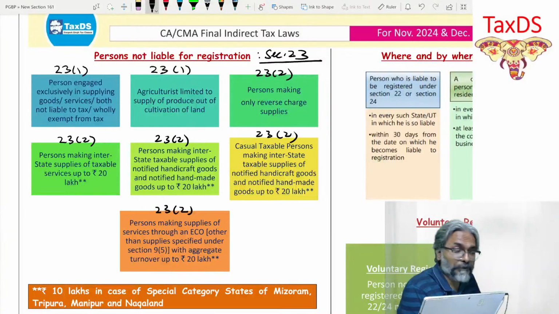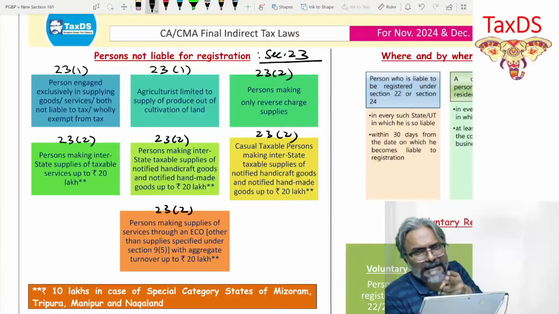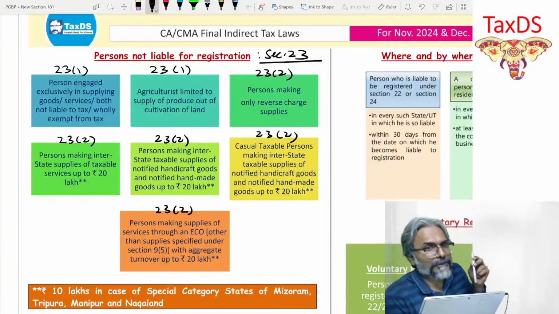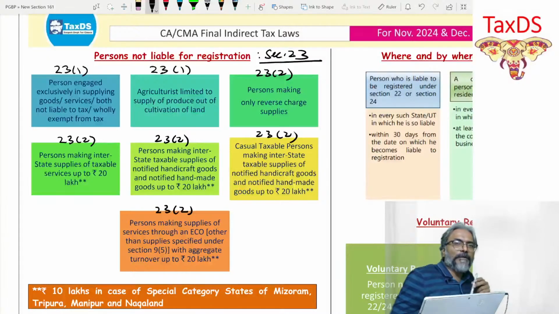or 20 lakhs, which means that the enhanced limit of 40 lakhs will not apply on the exemption. You should be very clear about it. And the second one is that the monetary limits of the exemptions are given to you in 23.2. 23.1 doesn't have any monetary limit. This is a prima facie observation that you should have from this entire reading.